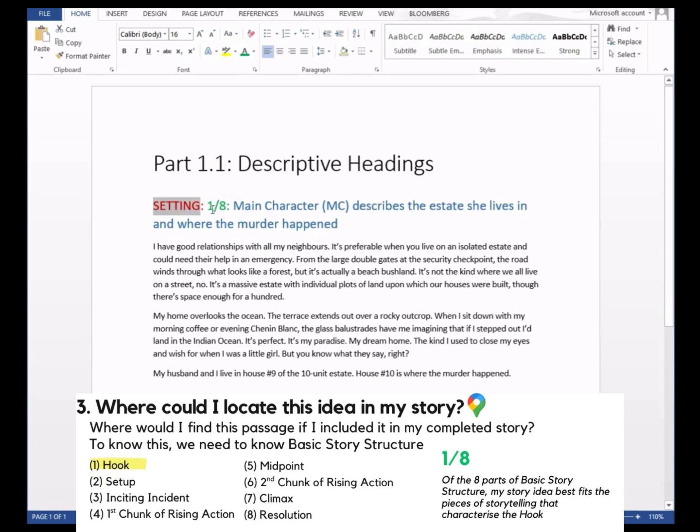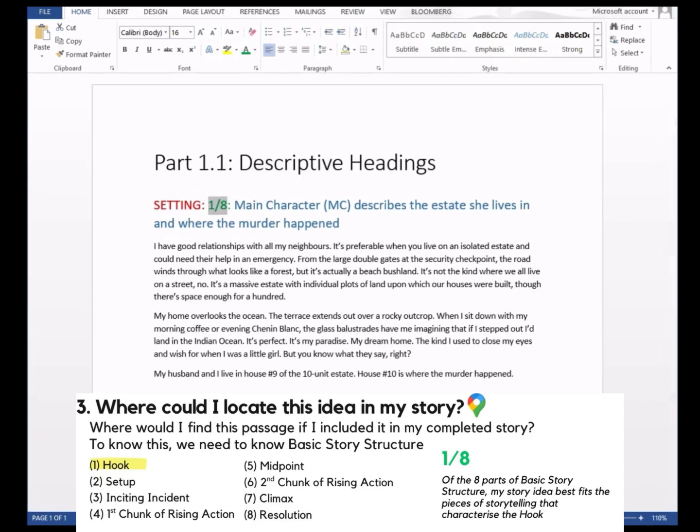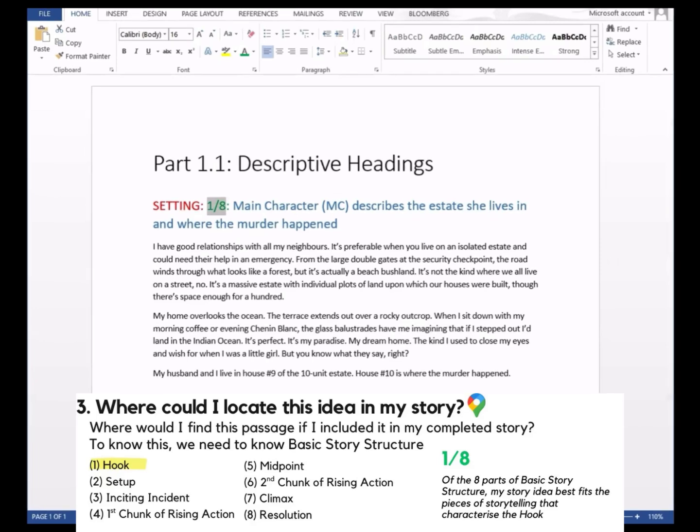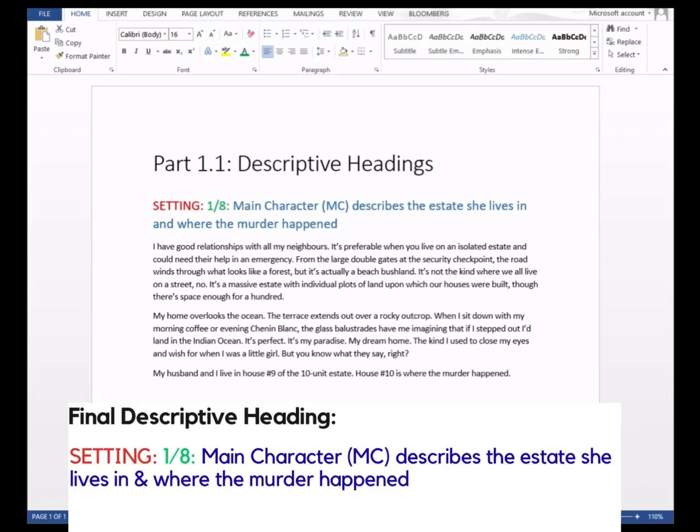The third and last question is, where could I locate this idea in my story? Or where would I find this passage if I included it in my completed story? To know this, we need to know story structure. So choose one that works for you. Mine is this 8-point basic story structure. And for my idea, out of the 8 parts of basic story structure, mine best fits the pieces of storytelling that characterize the hook, or 1 out of 8. And now that I've answered all 3 questions, this is what my final descriptive heading looks like.